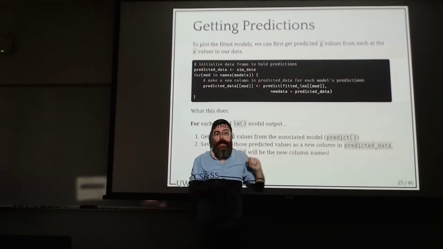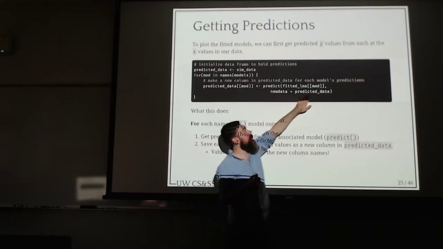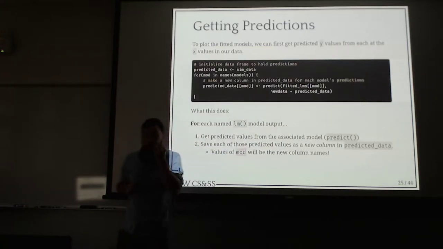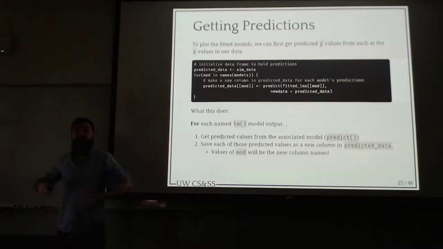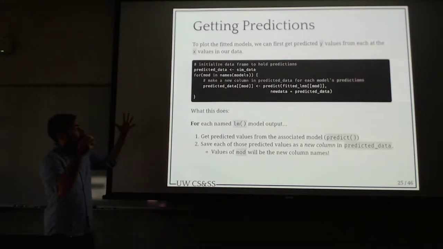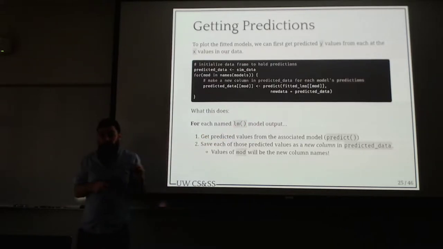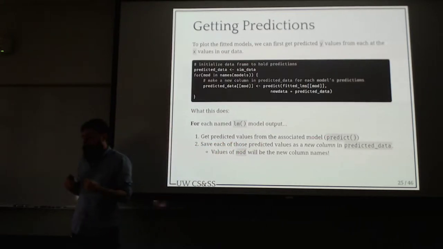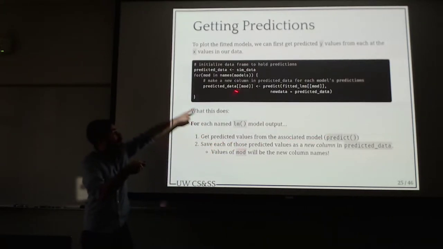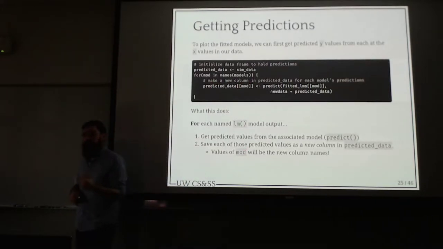It's going to give that to predict, and predict is going to be like, oh, I can do predicted values for this model. The new data is going to be equal to the predicted data. Well, predicted data is exactly equal to our simulated data. This is me giving the original data back to it, and it just running it through the predictions. Okay? So, what this is doing again, for each named LM model output that we produced in the previous slide, I want to get predicted values for the associated model using predict. I want to save those predicted values as a new column in predicted data. Those values of mod become new columns in this data frame.